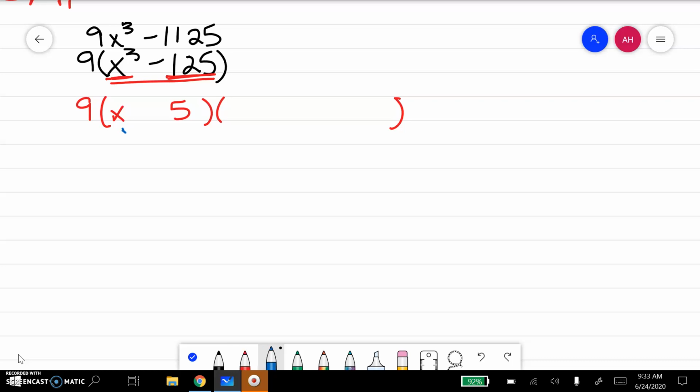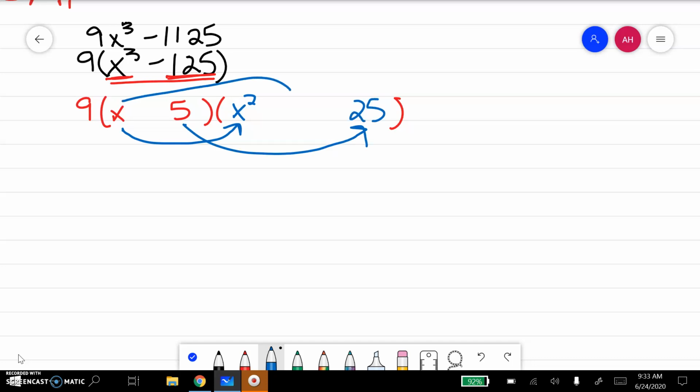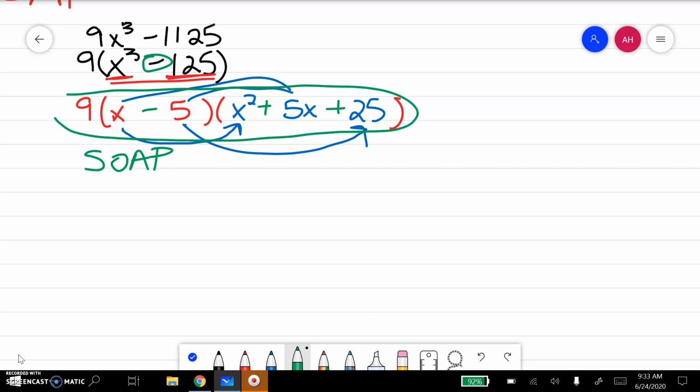So we take the x, square it, that goes in the first spot. Take the 5 and square it, and we get 25, that goes in the last spot. And then the middle term is those two multiplied together, x times 5 gives me 5x. And then remember that we use SOAP to put the signs in. So it's the same as the problem, minus, opposite, and then the last one is always positive. And then that is your final answer.